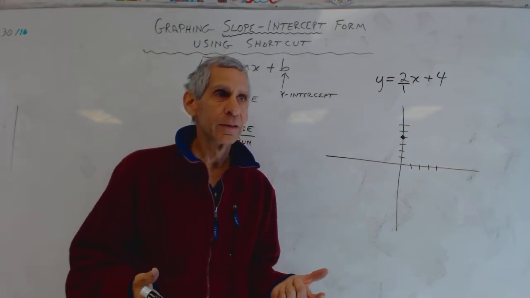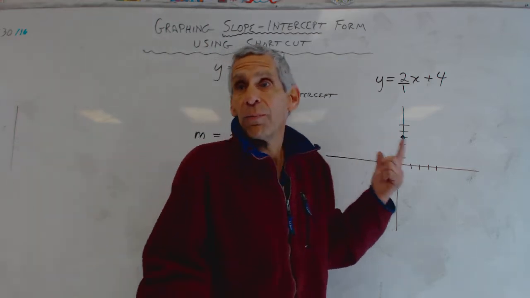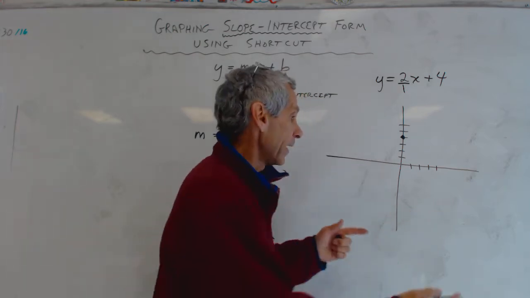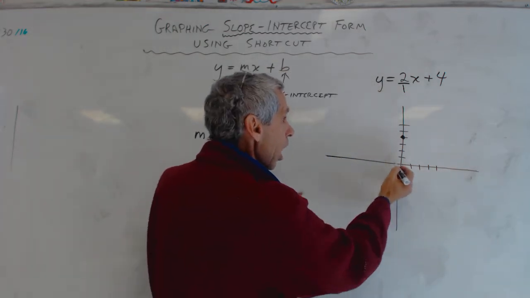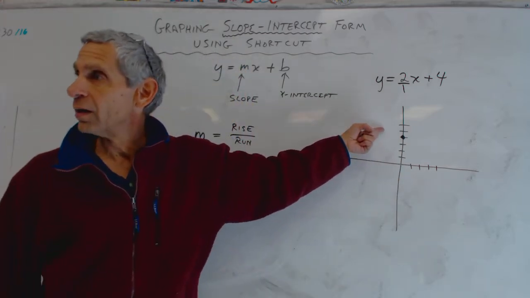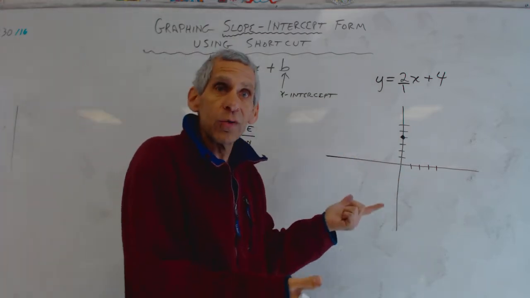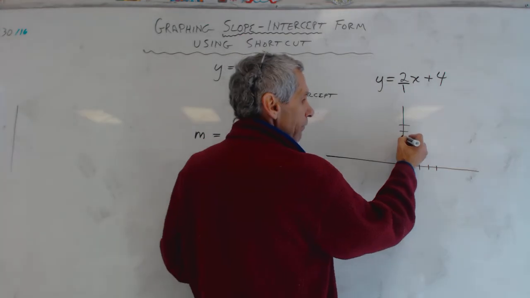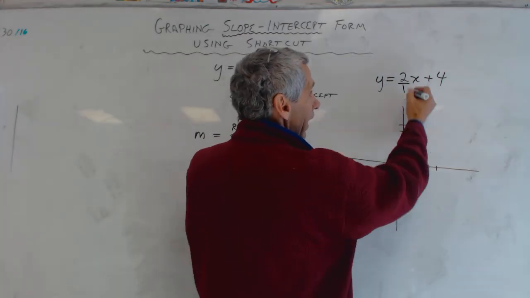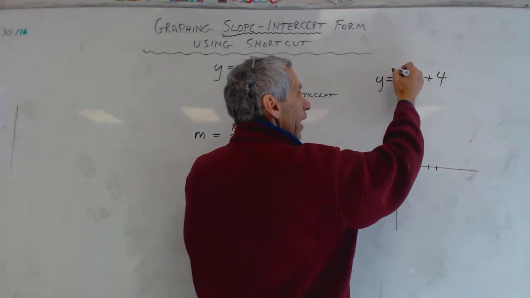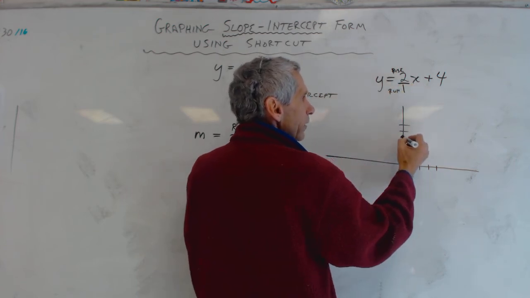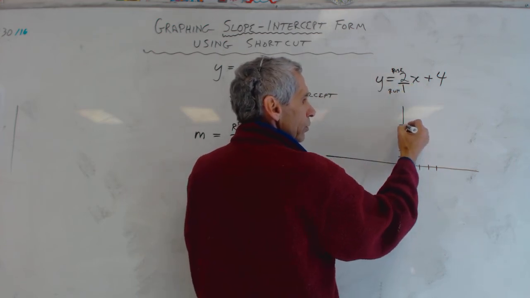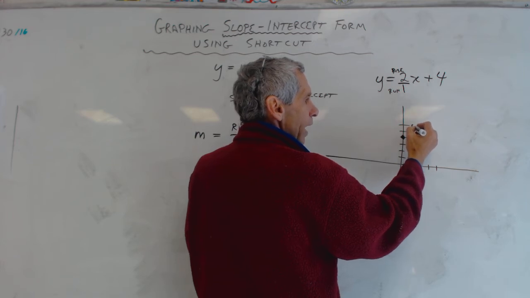Does that make sense? Okay, but from where? Can I just start anywhere and do rise, run? No. I got to start at the 4, right? That's a point that I know is on the line. So I'm going to start at 4, and remember, the upstairs one is rise, the downstairs one is run. So I'm going to rise 2, 1, 2, and I'm going to run 1, and I'm going to put a dot.